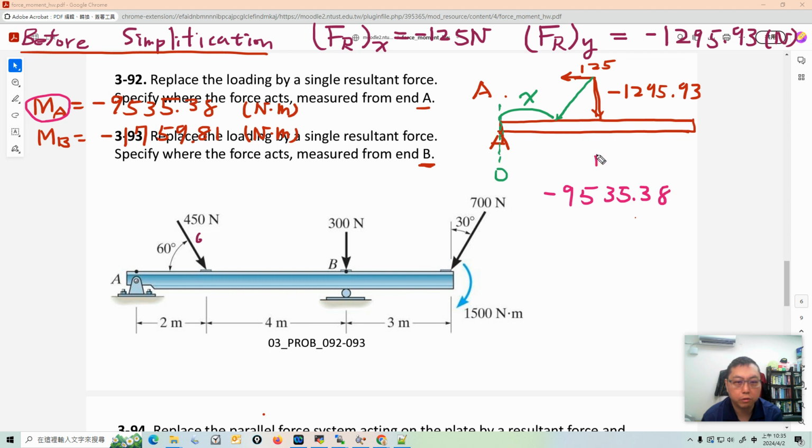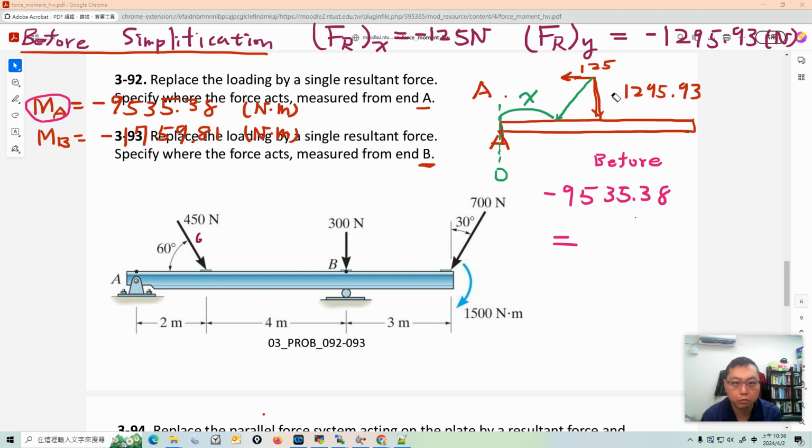9535.38. That's before simplification. But after simplification, we must have the same moment. So after simplification, this is our resultant force, just that we only consider the vertical component of this force.